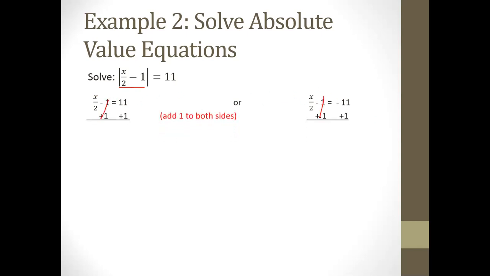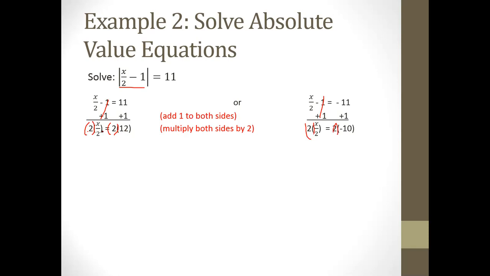Add 1, add 1. We'll carry down our x over 2. x over 2 on the left side, this left equation, 11 plus 1 gives us 12. Adding 1 to the equation on the right, negative 11 plus 1 gives us negative 10. Now we need to get rid of this denominator of 2. We're dividing by 2. The opposite would be to multiply by 2. So this is what we're seeing here. We're multiplying both sides of the equation by 2.